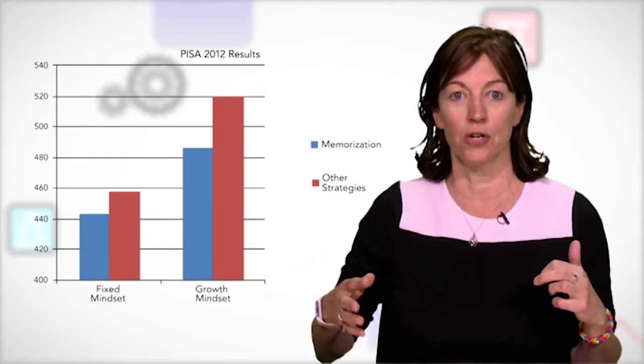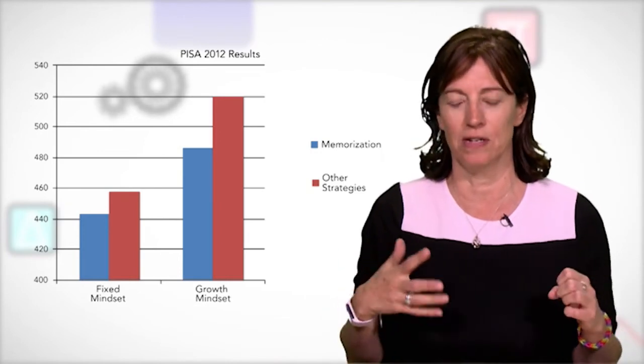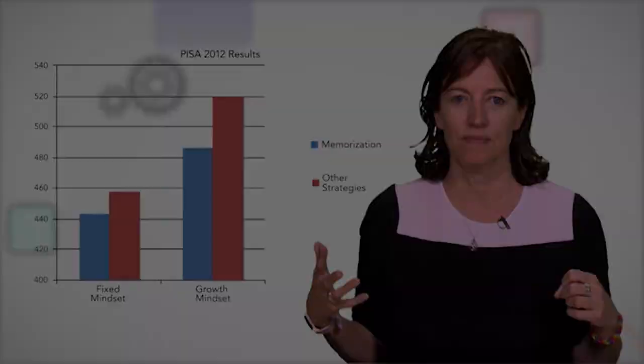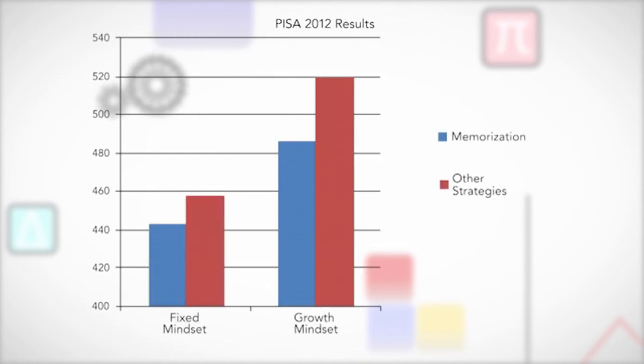And this graph shows you the PISA results from 13 million 15-year-olds in 34 countries. What this shows us is that students with a fixed mindset, who believed you're good at math or you aren't, were the kids who achieved at the lower levels. And the kids with a growth mindset were the highest achieving. And kids with a growth mindset who also used positive strategies, who made connections and didn't memorize, were the highest achieving students in the world.